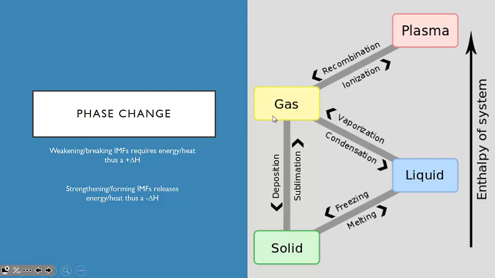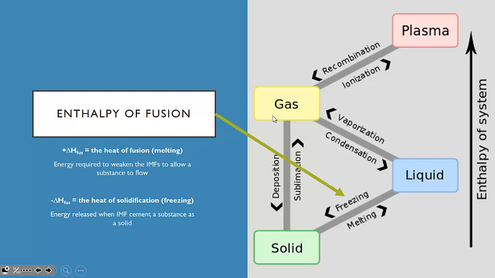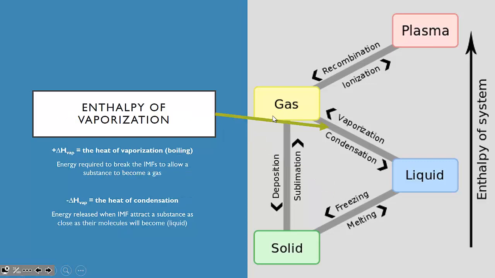So the amount of energy it takes to go through a phase change is known as the heat of that phase change, or the enthalpy of that phase change. If I want to melt something, melting is known as fusion. So the heat of fusion is the amount of energy it takes to weaken the intermolecular forces of a solid enough that they're able to flow around one another. Opposite this heat of fusion is the heat of solidification, the amount of energy it takes to freeze something, how much energy do I have to remove to strengthen those intermolecular forces to hold the molecules in place.